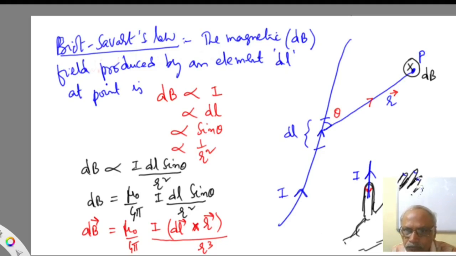Right hand thumb in the direction of current, and the fingers are in the direction of r bar. R bar is along this side. This is r bar. Then you give a push and you fold the fingers. If you fold the fingers, the fingers will go inside. So the magnetic field is into the plane.